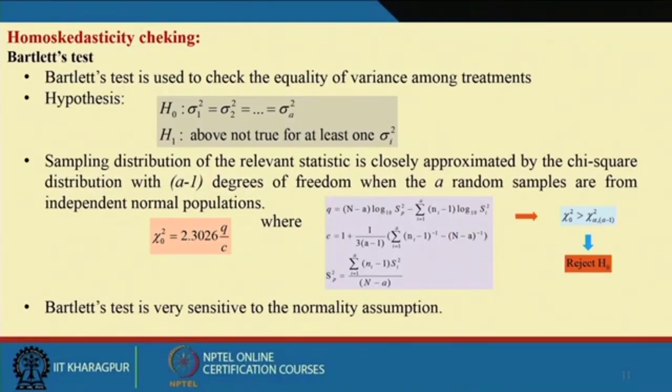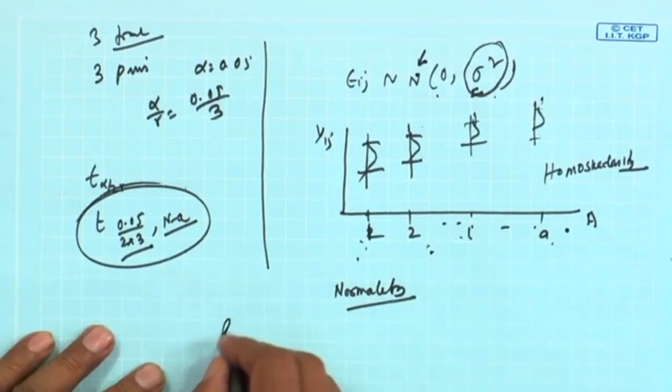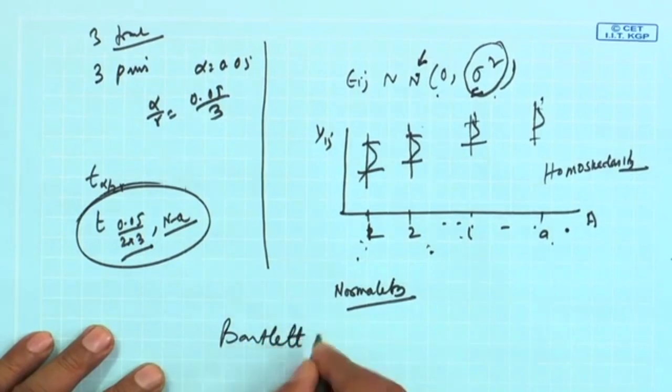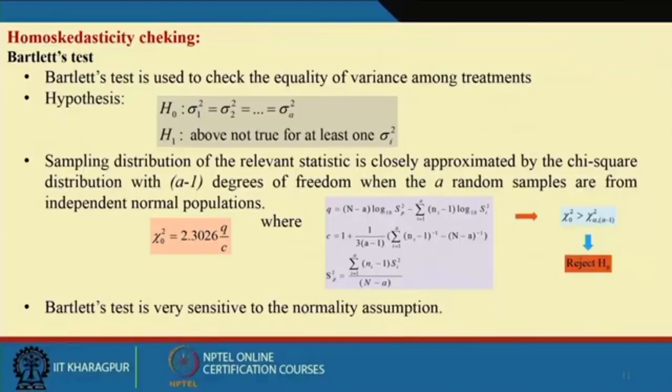And for equality of variances, or homoscedasticity, you require to do the Bartlett test. So, what is the Bartlett test? In the Bartlett test, the null hypothesis is that the variances are equal, sigma 1 square equals sigma 2 square equals sigma a square. The alternate hypothesis is that at least one of the variances is different from the others.